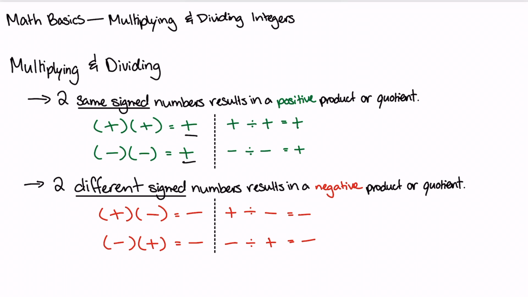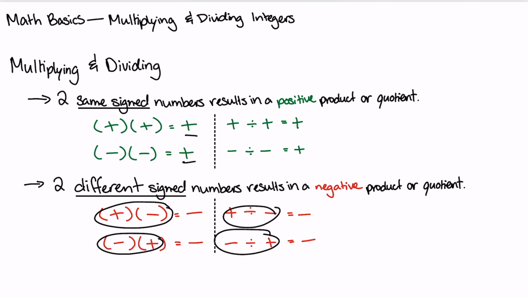Now, the reverse is true when you have two different signed numbers. So when you have two different signed numbers, you get a negative product when multiplying or a negative quotient when dividing. As you can see here, everything are opposites and all the products are negative. So let's just go over a few examples.